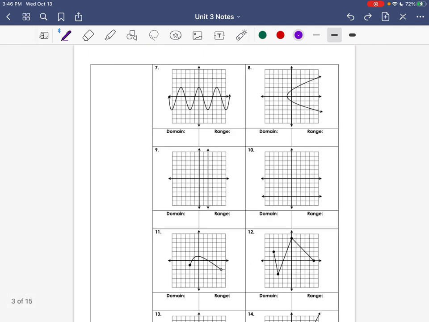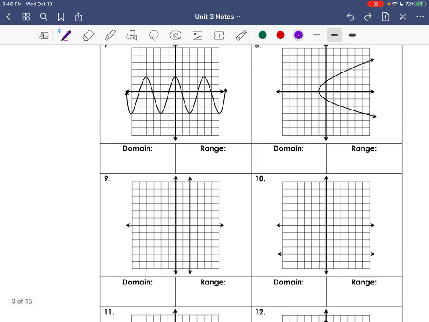Page 2 has some that are a little bit trickier. So we've got this cosine curve. Now, what we need to understand about these arrows right here is it doesn't mean it just goes up and keeps going up. What it means is it's going to continue this cosine curve in the same pattern that we currently have. So it's going to continue to turn and go up and down in this same pattern forever.